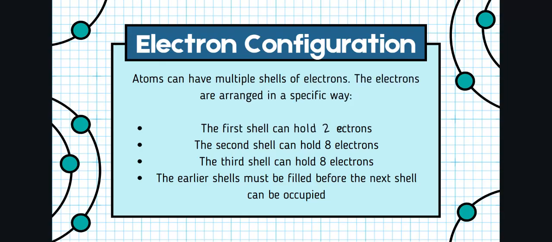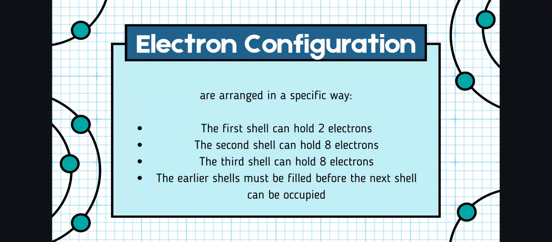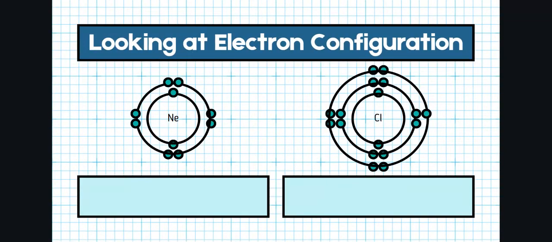Now, electron configuration is just a way to say that electrons are arranged in a specific way through their valence shells. The first valence shell can hold 2 electrons, the second 8, the third 8, and the earlier shells must be filled before the next shell can be occupied. Now let's look at 2 examples, neon and chlorine.